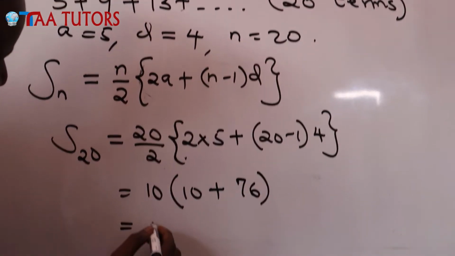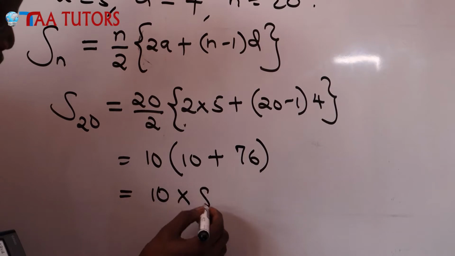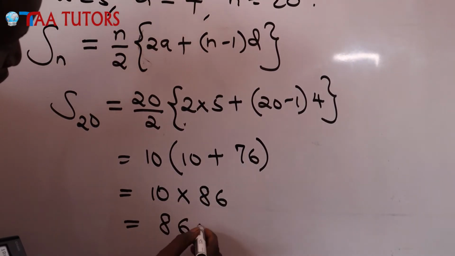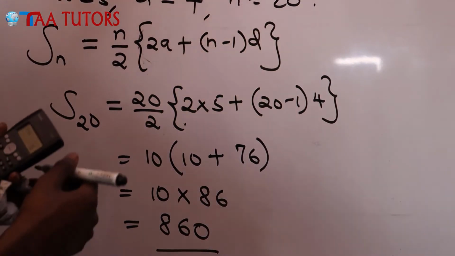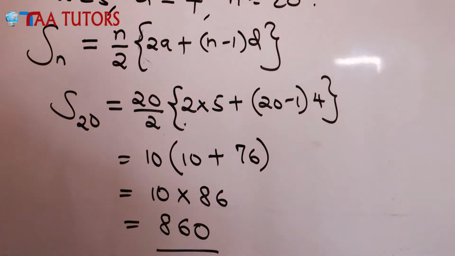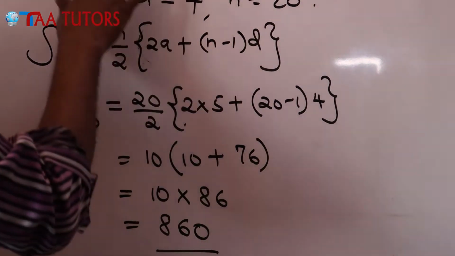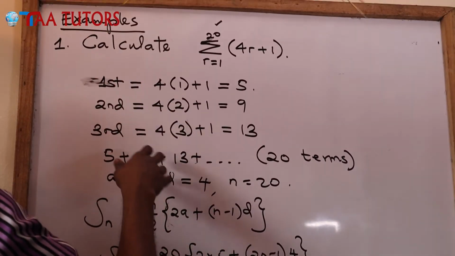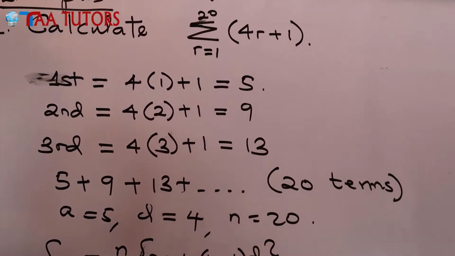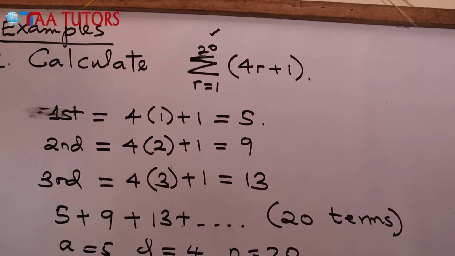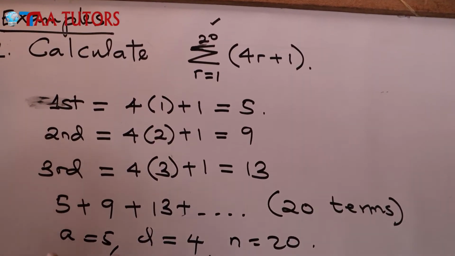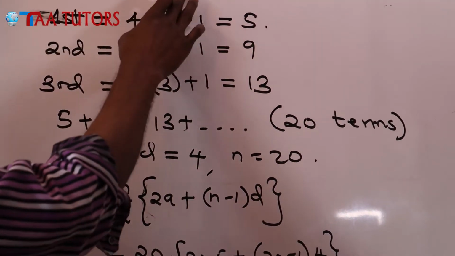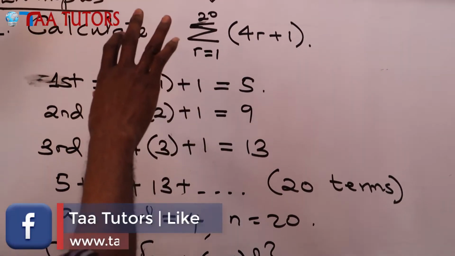So we'll have here 10 times 86, and 10 times 86 is 860. Viewers, you see how that has been very easy. You realize that we didn't have to get the first term, the second term, the third term, the fourth term, the fifth term, up to the 20th term. That was not necessary, because what we needed is just to get the sum of the first 20 terms starting from r equals 1, and we really did that.